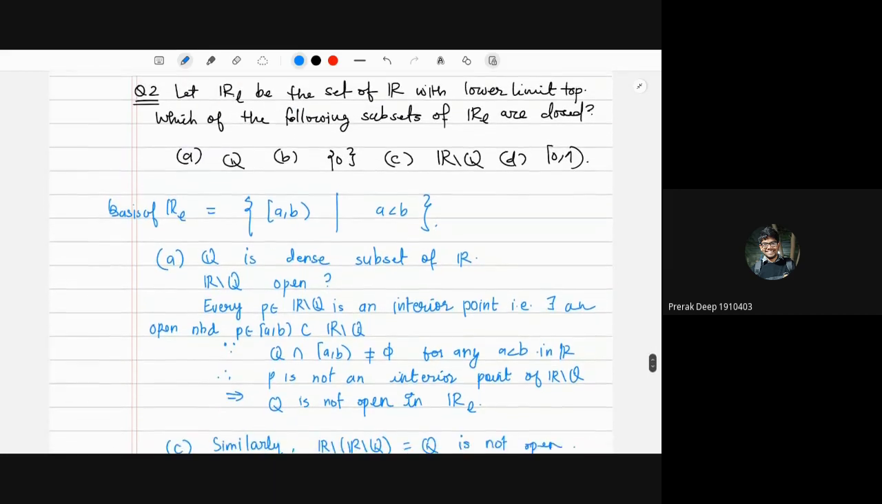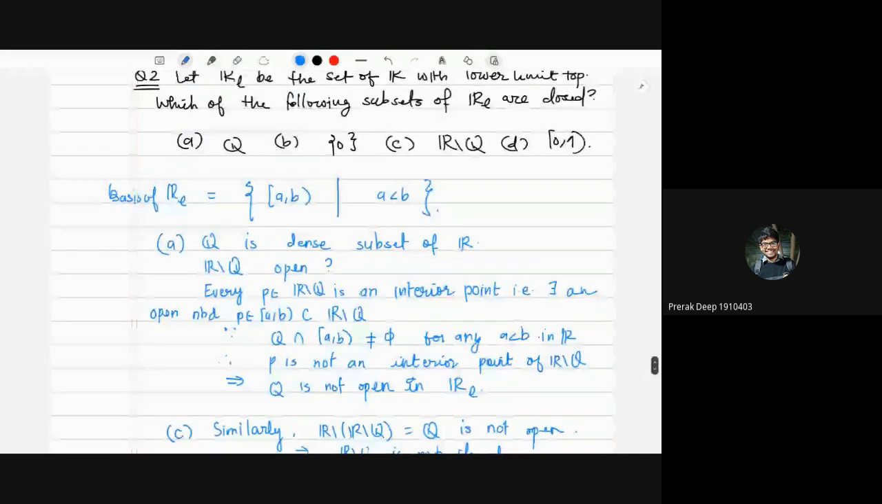So I would ask again, what is your guess about options B and D? What about option B? Will that be a closed subset? And what about option D? Will that be a closed subset as well?